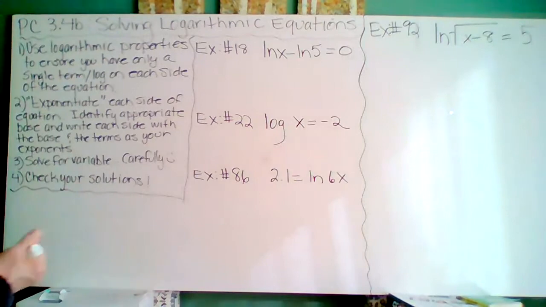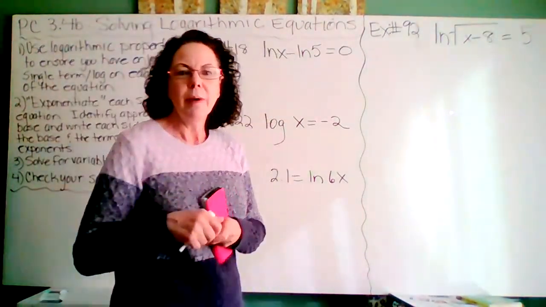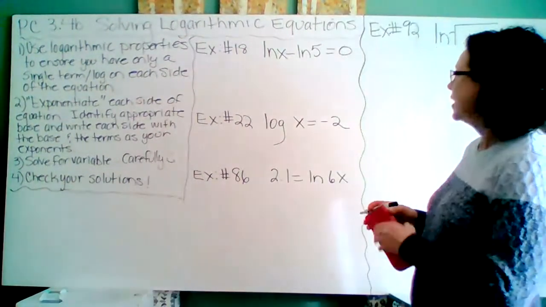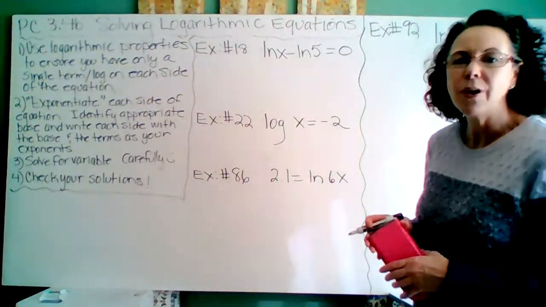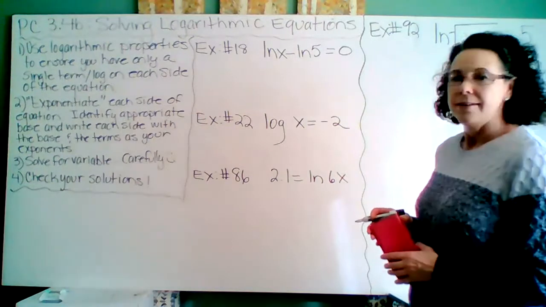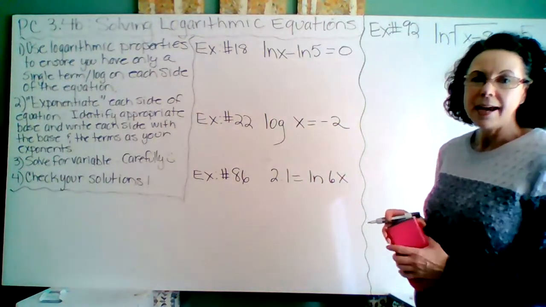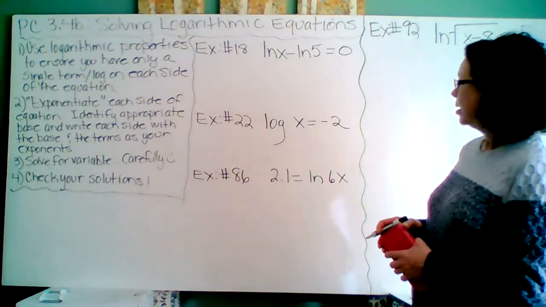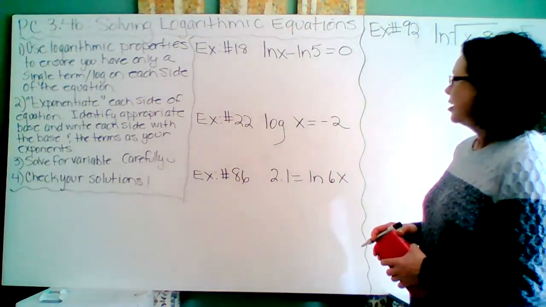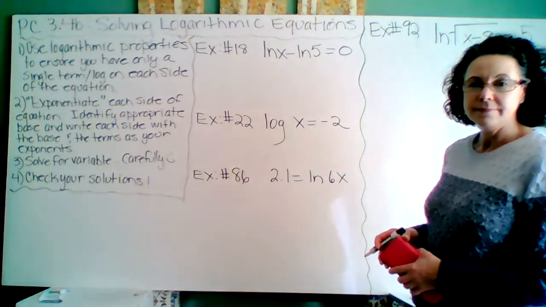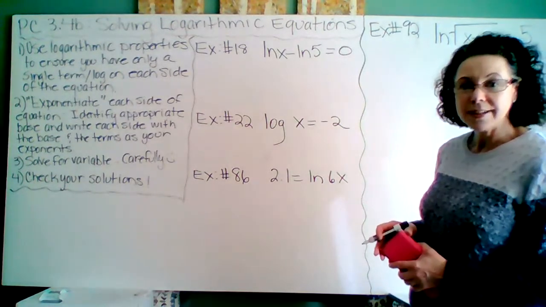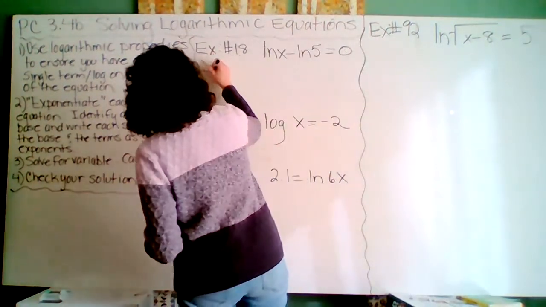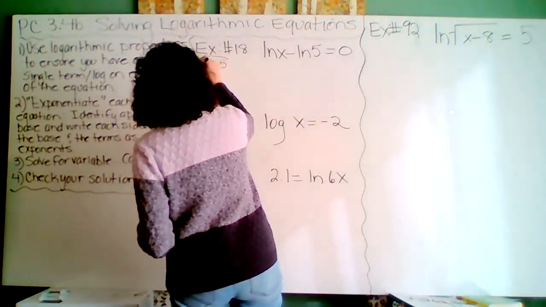All right. On number 18, when you take a look at this problem, the natural log of x minus the natural log of 5 is 0. Take a good look at it. What does x have to be for this to be true? The natural log of what minus the natural log of 5 equals 0? Obviously, the answer has got to be 5, right? x has got to be 5. That's the only way this is true.